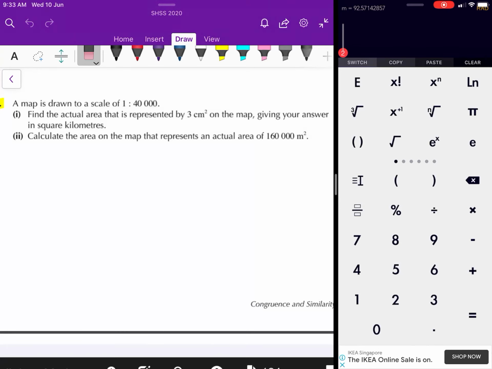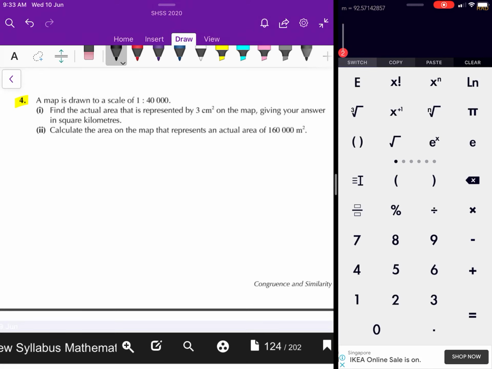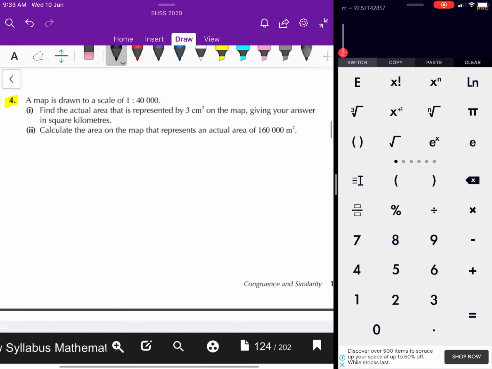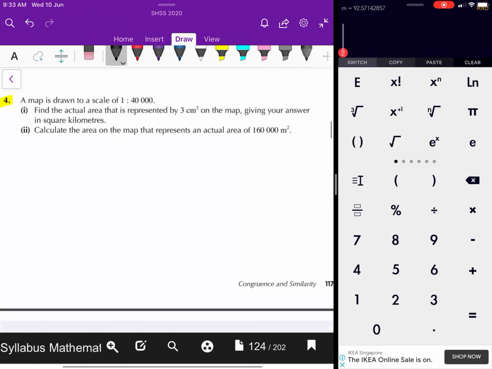Okay, Sec 2 and A, today we'll be going through the homework that you have been given, the assignment from yesterday. So let's take a look at your workbook, page 117, question number 4.